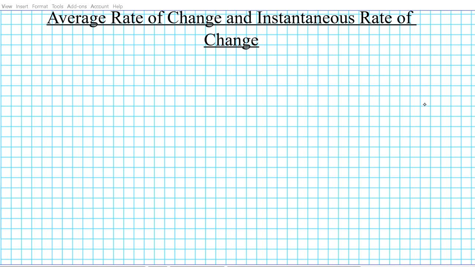Alrighty, let's take a look at question 2. In question 2, we're going to be taking a look at the interaction between the average rate of change and the instantaneous rate of change. Alright, so problem 2 is as follows.